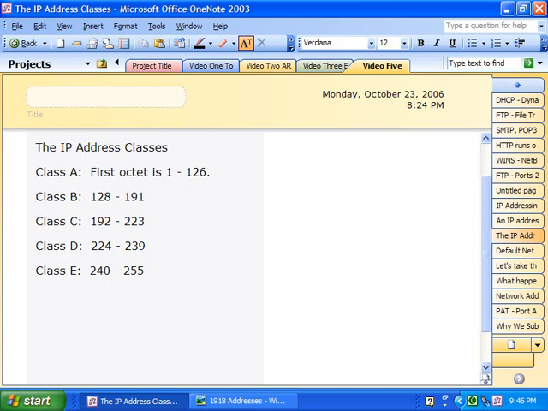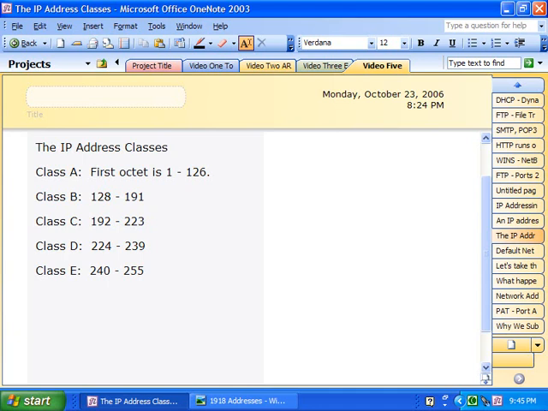127 is the reserved first octet for loopback addresses, such as one we talked about in an earlier video, 127.0.0.1, being the loopback address assigned to a PC. So we cannot assign any address that begins with 127 to a host. You can't put it on a PC, you can't put it on a router interface or a server. You can't use that range.